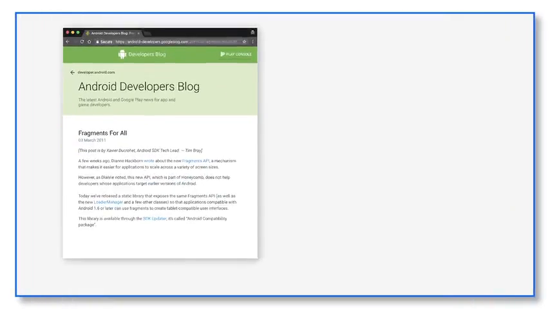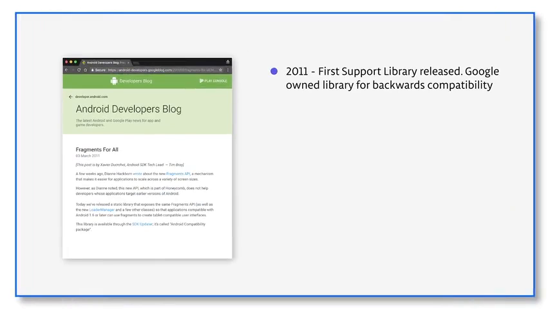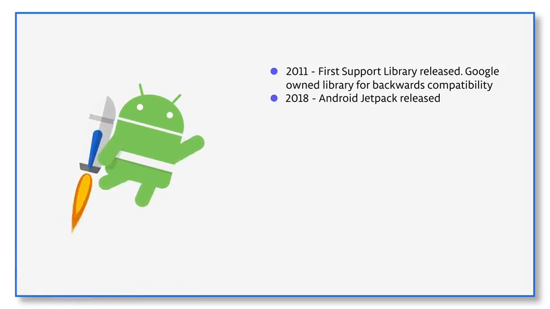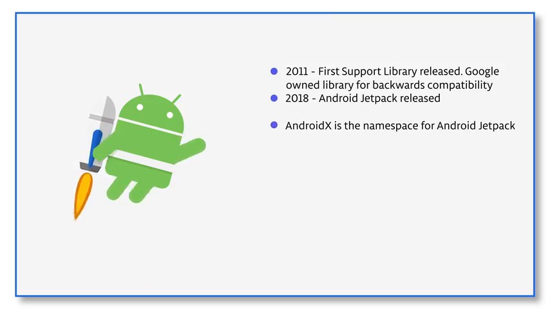Writing for different Android API levels is such a common challenge that app developers face that the Android Framework team has actually done a lot of work to help you out. In 2011, the Framework team released the first support library, a Google-developed library that offers backwards-compatible classes and helpful functions. Now in 2018, Google announced Android Jetpack, which is a collection of libraries that includes many of the previous classes that were in the support library, and it also expands on top of the support library. AndroidX is the namespace for Android Jetpack, so import statements with AndroidX refer to Jetpack libraries.